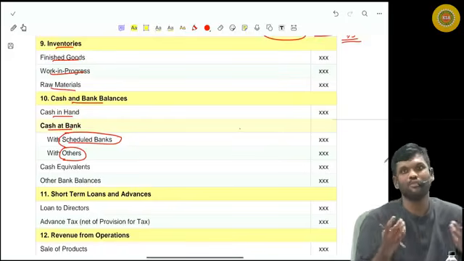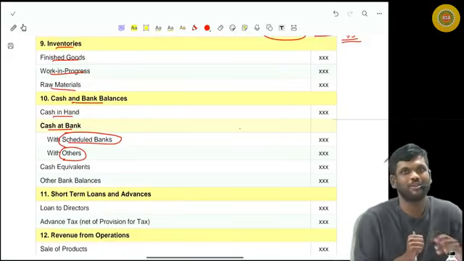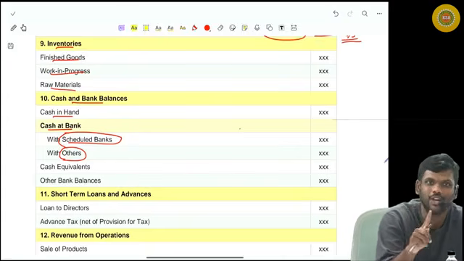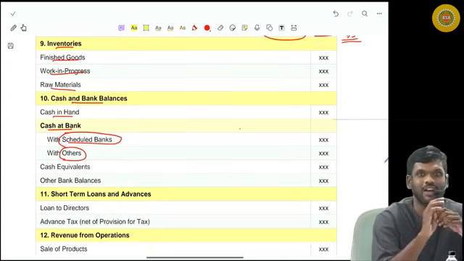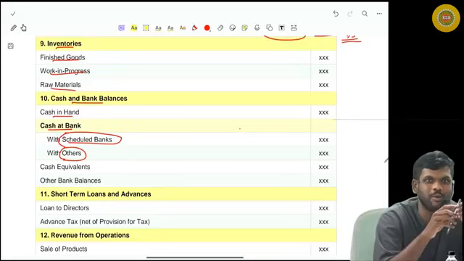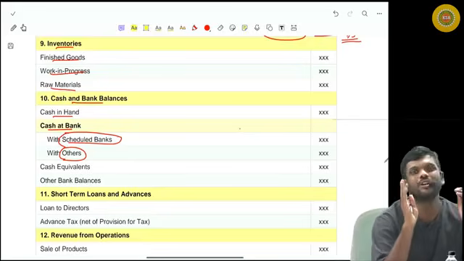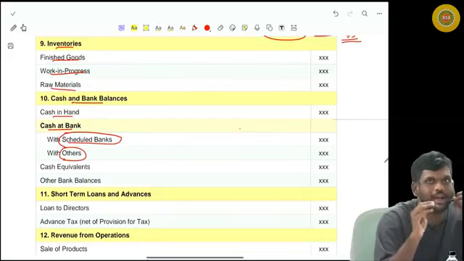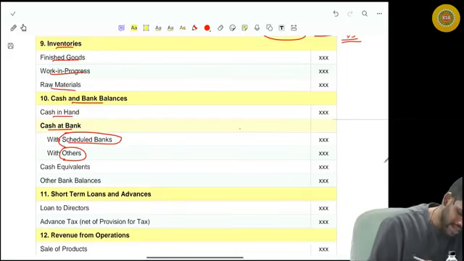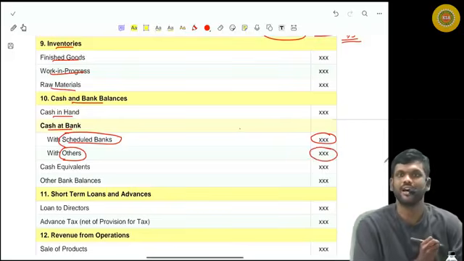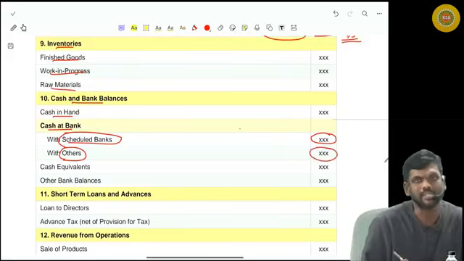So, sir, how will I know whether a particular bank is a scheduled bank or not? Don't worry, they will tell you in the question whether this is a scheduled bank or not. You are not expected to open Schedule 2 and check. They will clearly tell you whether this bank is a scheduled bank or not. In that case, whatever balance is there with scheduled banks, show that separately. Whatever bank balance is there with banks other than scheduled banks, show that separately.